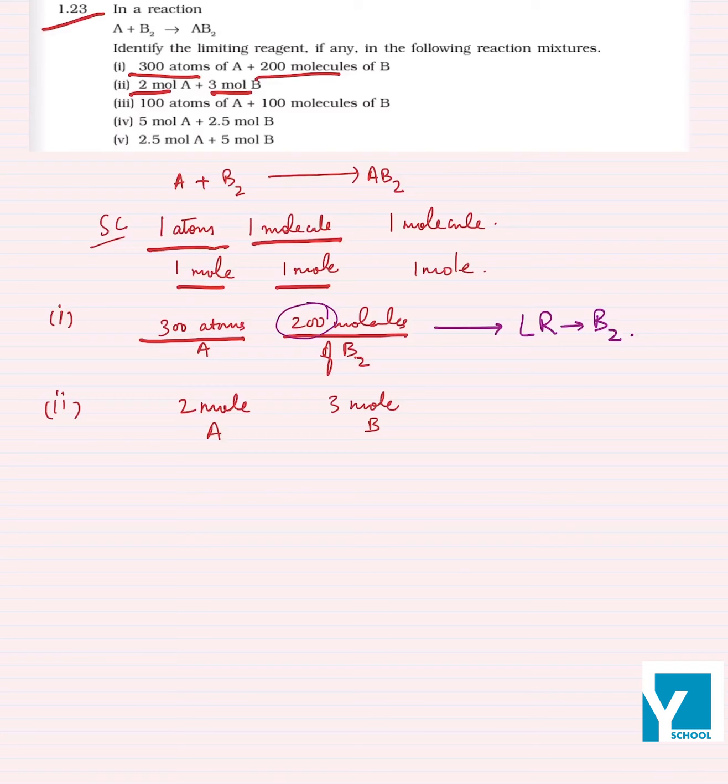So but here mixture says that 2 moles combine with 3 moles. So 1 को 1 मोल चाहिए होगा तो 2 mole of A will require obviously 2 mole of B. But we are given with 3 moles. It means it is in excess. तो limiting reagent हमारे पास कौन सा हो जाएगा? A. So in second part limiting reagent is A, right?